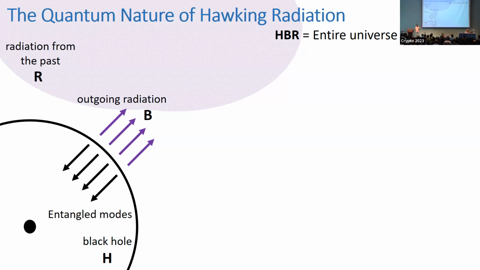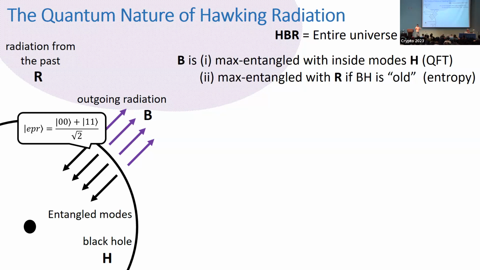It's going to fall into the black hole. So you can actually think about this radiation as sort of EPR pairs that are generated near the boundary of the black hole, and one of them goes out as radiation, and the other falls in. These are these entangled modes. So if you think about it, this actually creates a problem with time.